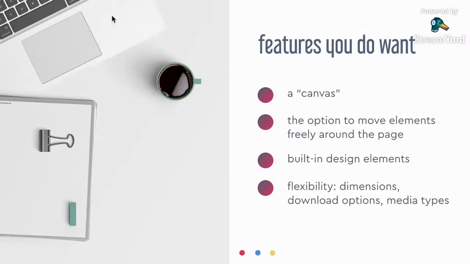You also need a bit of flexibility with the download option. So can you download it as a PDF or as an image or some other type of format? And what type of media will be allowed to go into the resource that you're creating? So can you add audio and can you add video into that as well as all the other usual things?